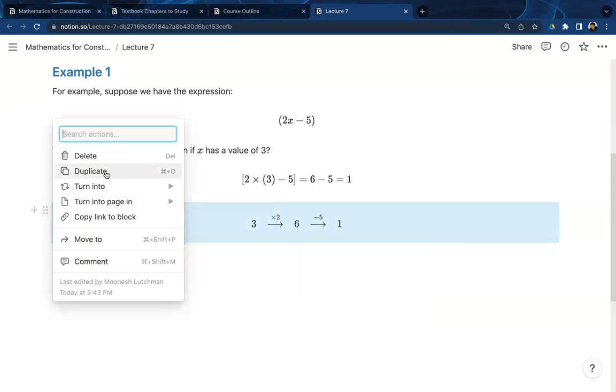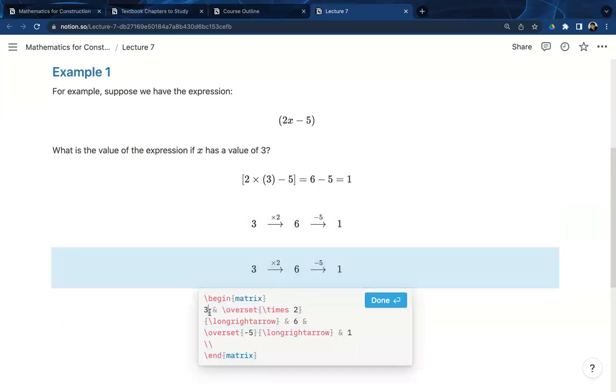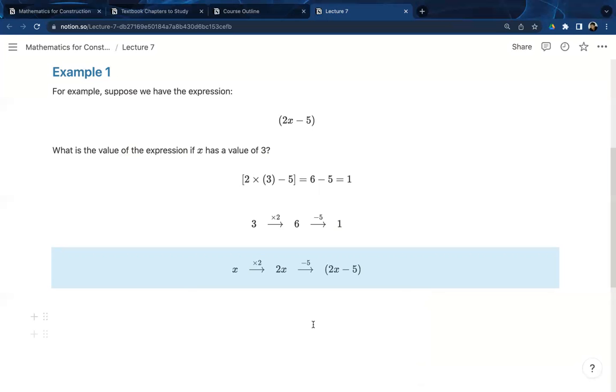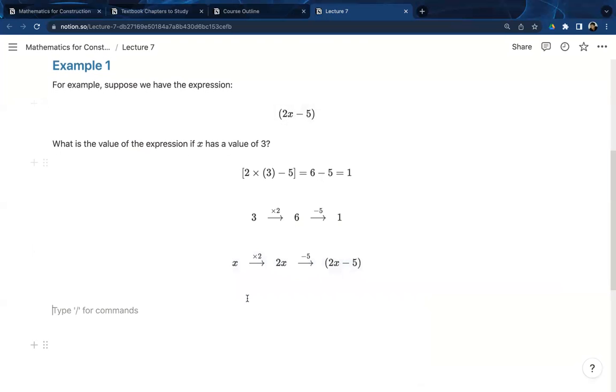We can represent this in terms of the variable x, right? We start with x and we multiply by 2. What will we get? We get 2x. And then when we subtract 5, we get the expression 2x minus 5. So what we want to do is look at expressions and draw sequence diagrams for them, okay?